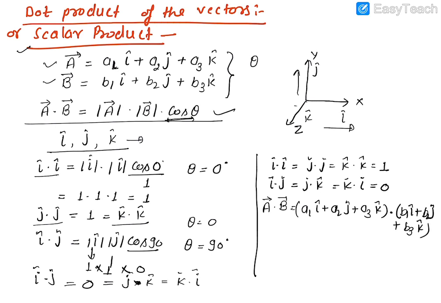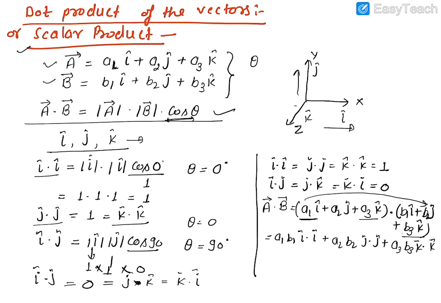Now just do the calculation like simple multiplication. So a1 b1 are scalars, a1 b1 i dot i, plus a2 b2 j dot j, plus a3 b3 and k dot k.